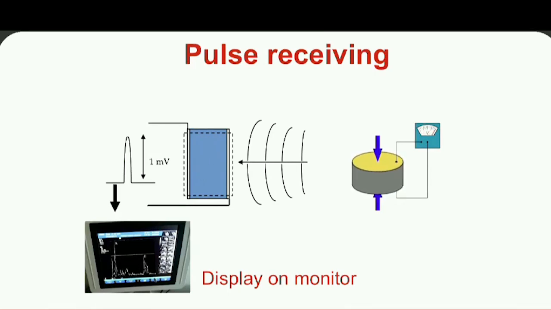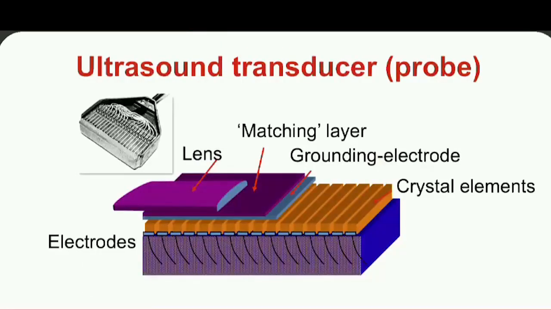So this is called the A mode, or amplitude modulation. Whatever echoes are coming back are converted into signals which are translated onto the screen. Now, the modern day ultrasound does not use A mode for routine imaging. We use what is called B mode, or brightness modulation.